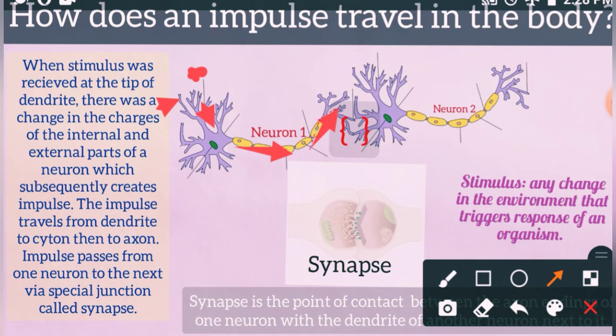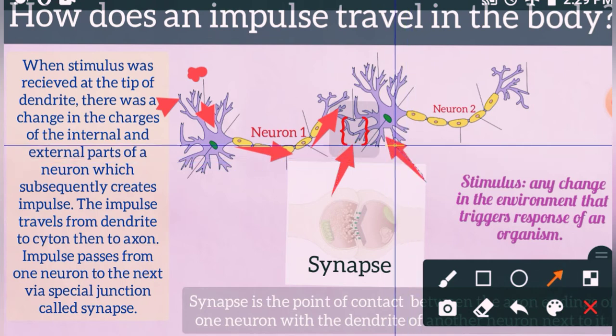And how can it pass from one neuron to another neuron? There is a junction or a joint between the neurons. It's a point of contact, and that point of contact between the nerve ending of one neuron and the dendrites of another neuron is called a synapse.